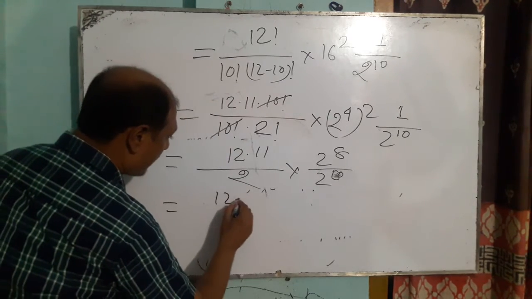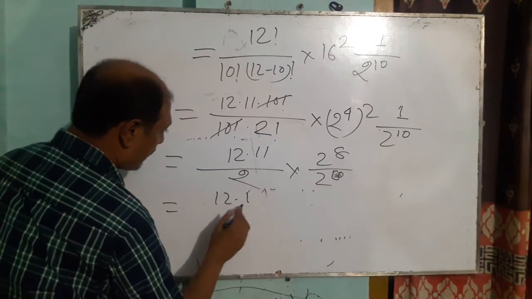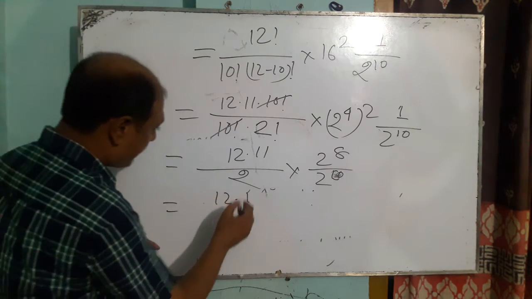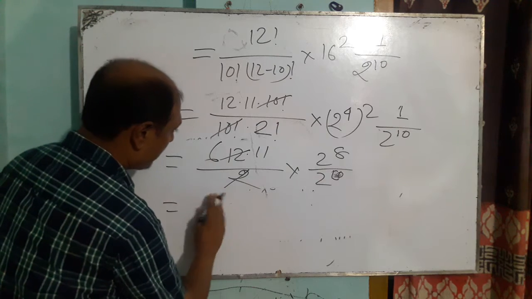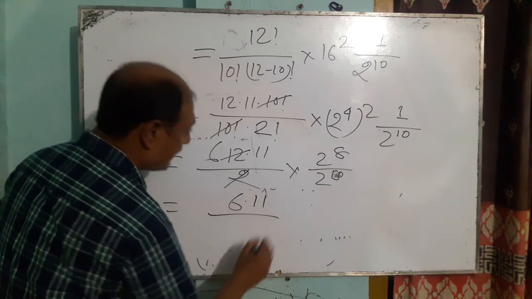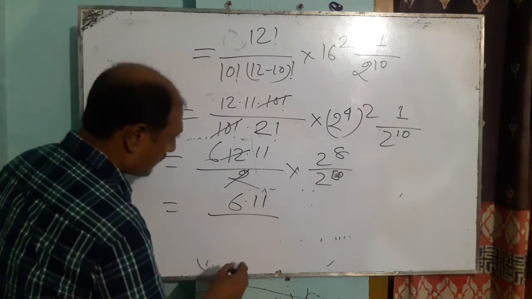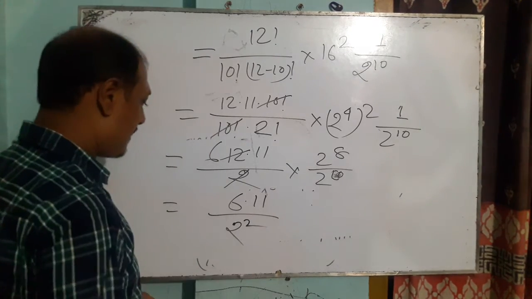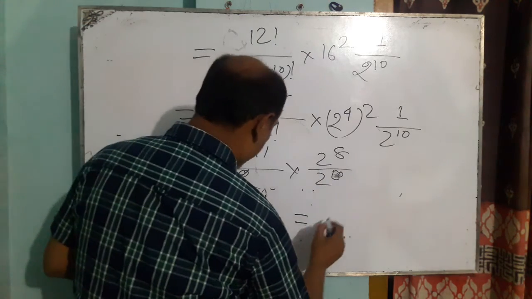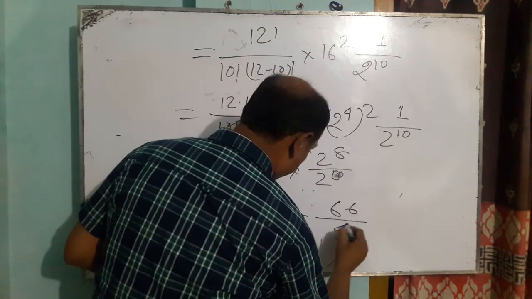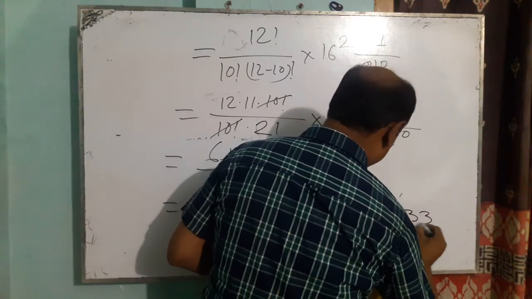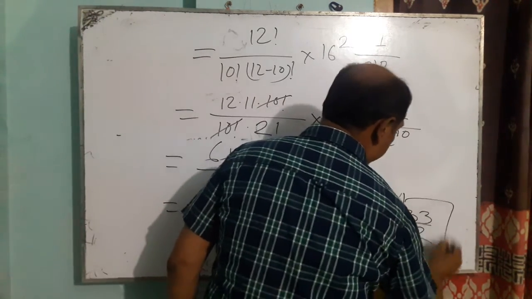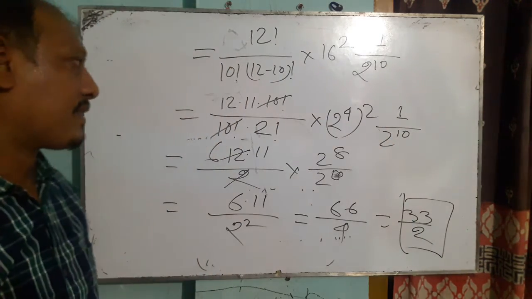That is 12 into 11 by 2, that is 6 into 11 by 2 square, that is equal to 66 by 4, that is 33 by 2. This is the coefficient of x to the power minus 6.